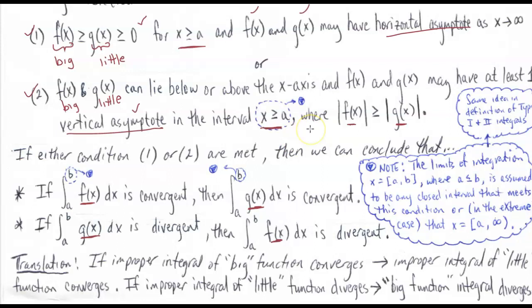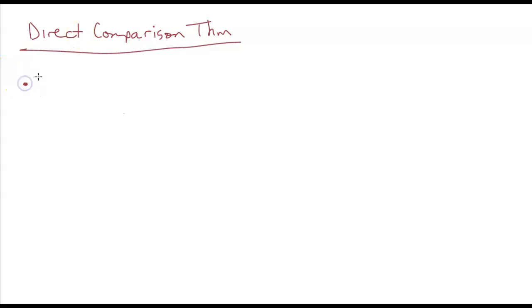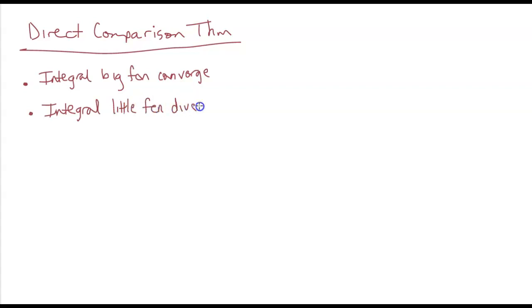Now, notice here that we've only dealt with 2 of the 4 possible conditions here. And so I'm going to list those. So for the direct comparison theorem, we've only dealt with, I'm going to put it like this, the integral of the big function converges, and the integral of the little function diverges. So we've only dealt with those 2 situations here.